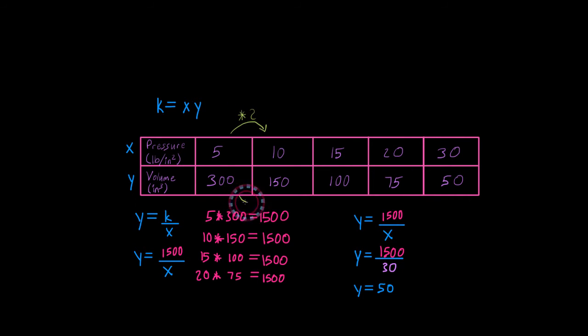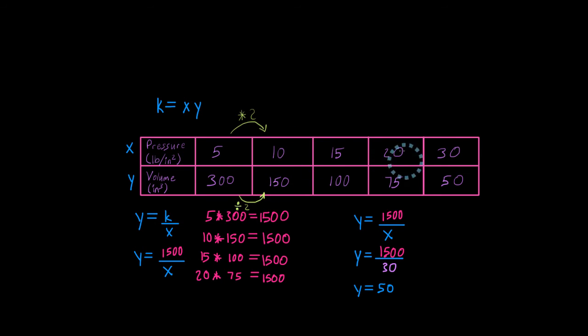And I would do the same thing here, but it's the inverse. It's inversely proportional, so it's not going to scale up. It's actually going to scale 300 down. I'm going to divide by 2 here. So 300 divided by 2 will get me to 150.